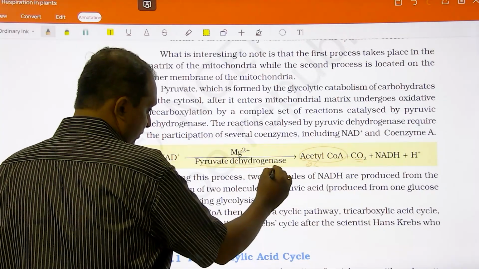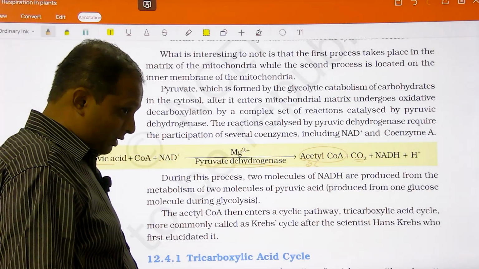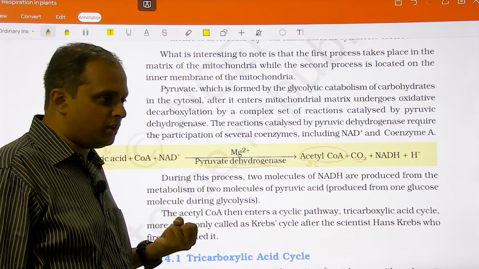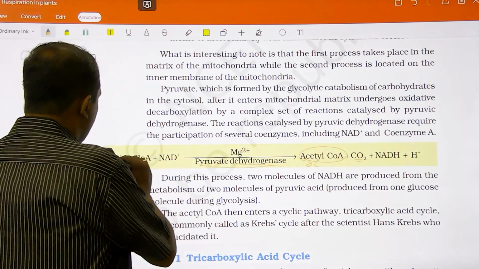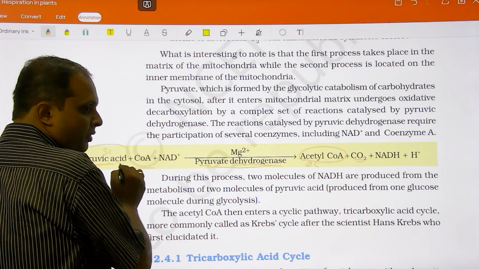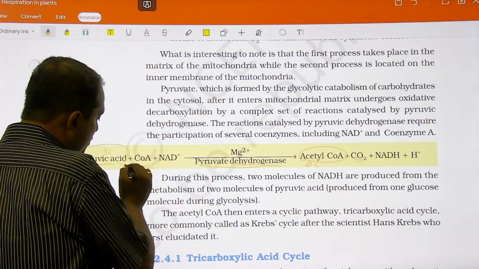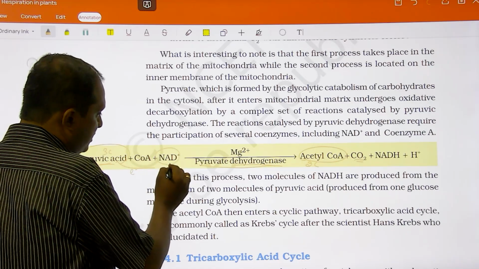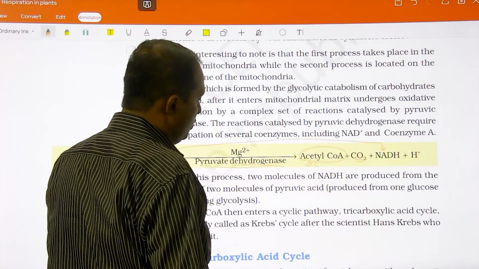As I said, wherever you see dehydrogenase, it's an oxidoreductase. So what is oxidoreductase? There is going to be simultaneous oxidation and reduction. So pyruvic acid is going to lose the electron, so pyruvic acid is oxidized. NAD+ is accepting the electron, it becomes NADH. So this is going to get reduced.